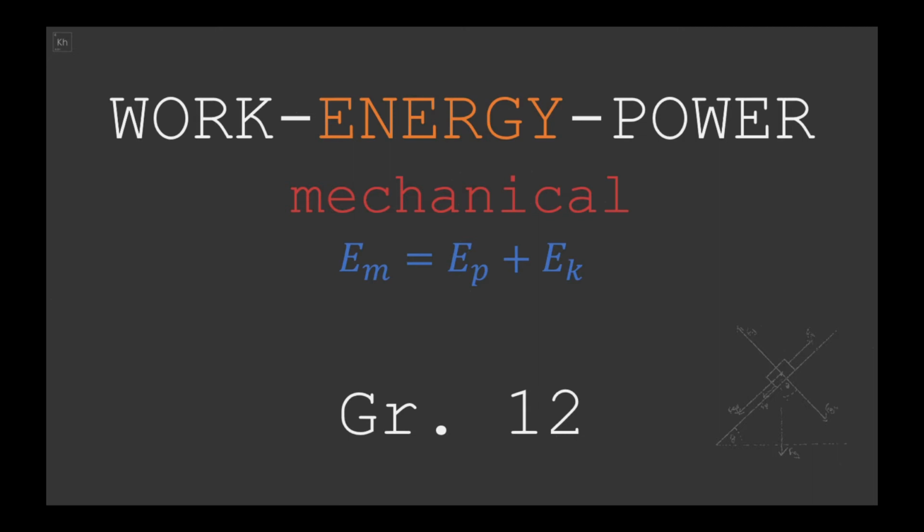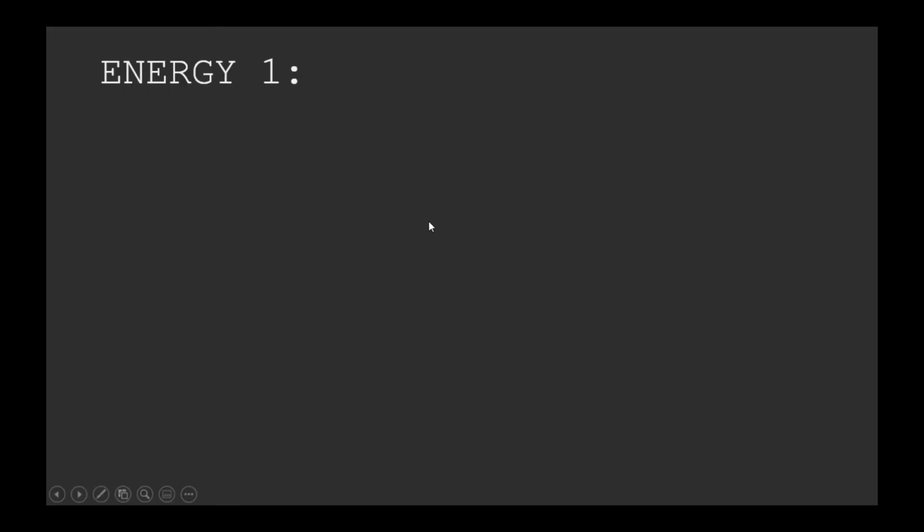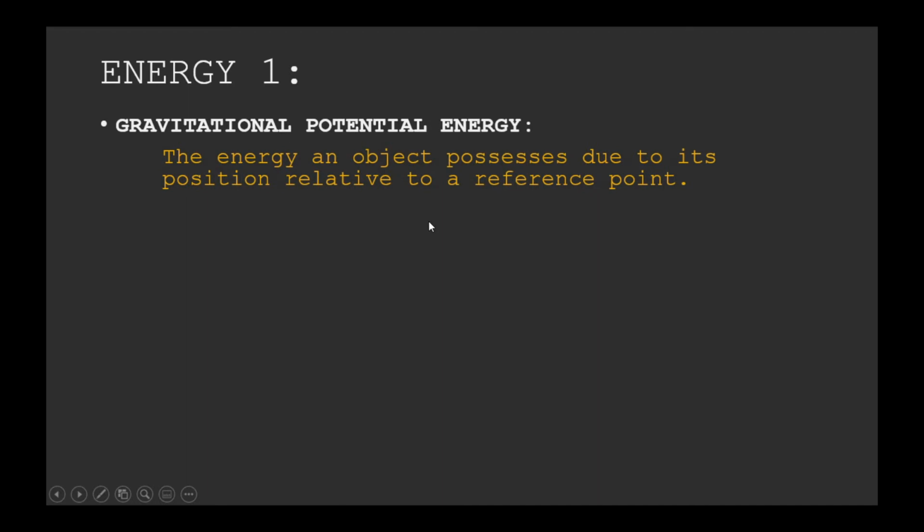So, mechanical energy. The definition for gravitational potential energy. Gravitational potential energy is the energy an object possesses due to its position relative to a reference point. We can use the equation EP is equal to mgh, where m is mass, g is gravitational acceleration, and h is the height above that reference point.